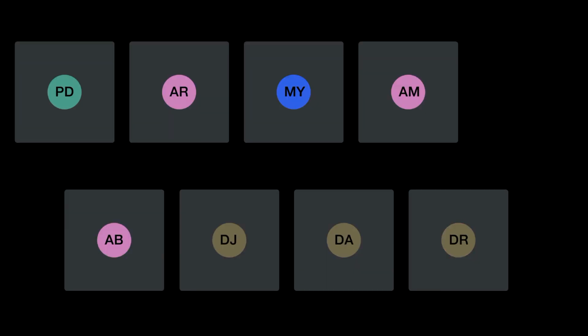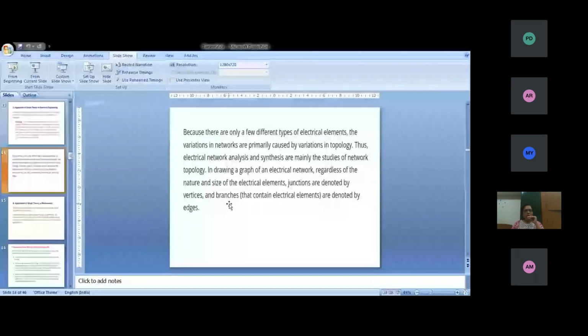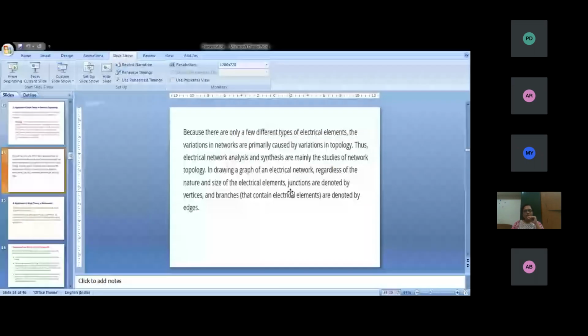In drawing a graph of an electrical network, regardless of the nature and size of the electrical elements, junctions are denoted by the vertices. As usual, I've told that junctions we are saying as vertices, and the branches we are giving as edges. In computer programming, we have known these vertices are called blocks and arrows, and here they are denoting them as junctions and branches. So different names are given in different fields, but the usage of this graph is mainly a main role in all the engineering fields.